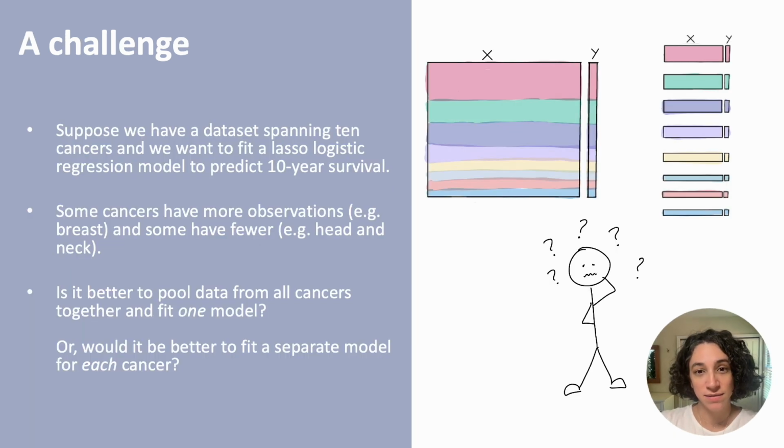Here's our motivation. Suppose we have a data set spanning 10 cancers, and we want to fit a lasso logistic regression model to predict 10-year survival. Some cancers have more observations, like breast and lung, and some have fewer, like head and neck. Now, would it be better to pool all of our data and fit one model? Or should we fit a separate model for each cancer? This question is hard to answer in general.